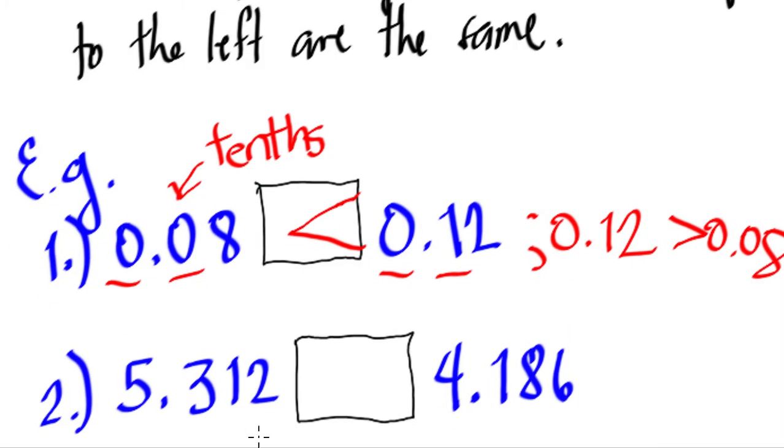Number two, the next example: 5.312 versus 4.186. That's very obvious. We have the ones digit, 5 is bigger than 4, so we don't need to look at the other digits. The leftmost digit is already different. So we say that 5 is greater than 4, and 5.312 is greater than 4.186. We can write it similarly like this, using the less than symbol: 4.186 is less than 5.312. That's our second example.